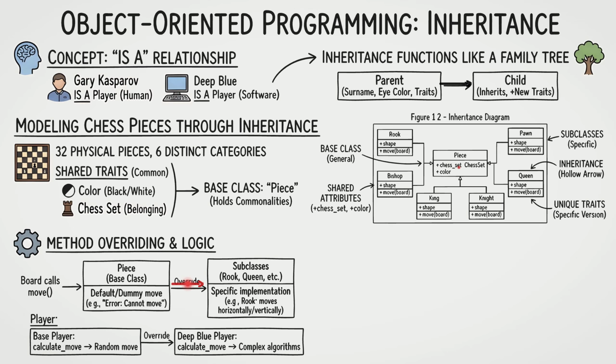This concept applies to our player example too. A basic player might just pick a random move, but a more advanced subclass like Deep Blue would override that same method with complex algorithms to challenge a grandmaster.